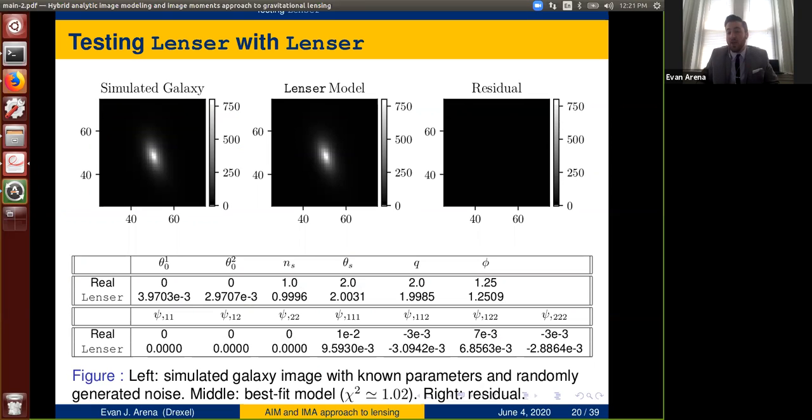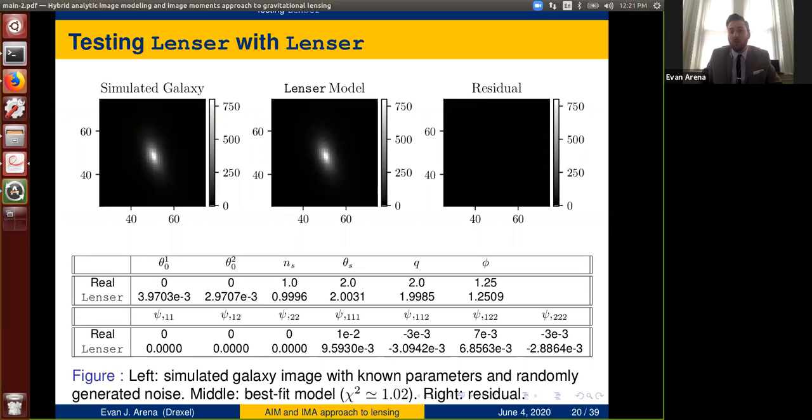Which means that when I import the image back into Lenser, Lenser has no knowledge of the parameter space that it just used to create the image. On the left panel, we have that simulated image. In the middle, we have Lenser's model of that image, and on the right, we have the difference between the two.